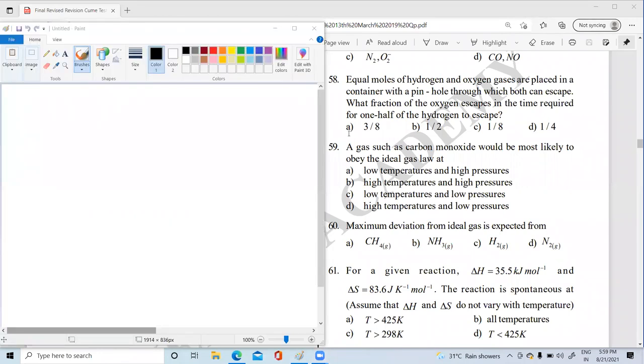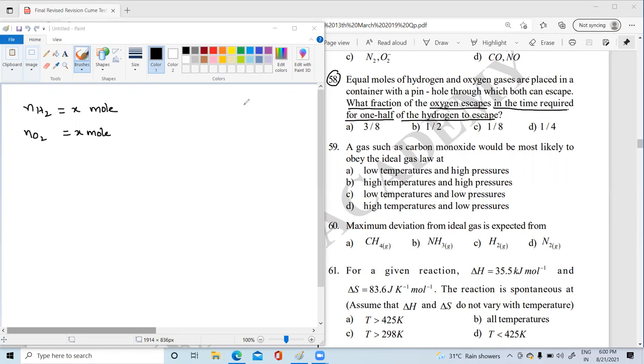Next, students, question number 58. Equal moles of hydrogen and oxygen are placed. So n moles of hydrogen, I'm taking as x moles, and n moles of O2 also x moles they have kept here, equal moles, placed in a container with a pinhole through which both can escape. What fraction of oxygen escapes in the time required for one half of the hydrogen to escape?